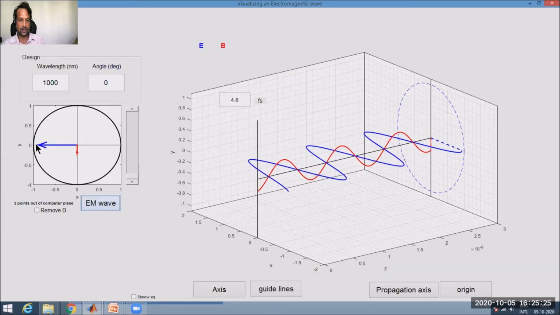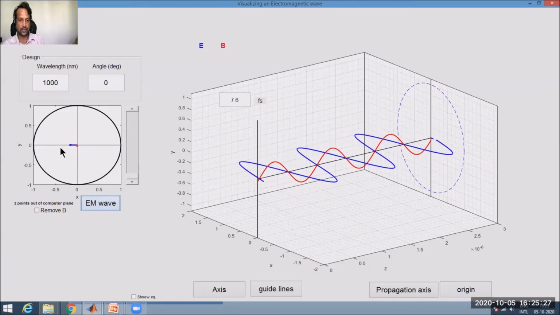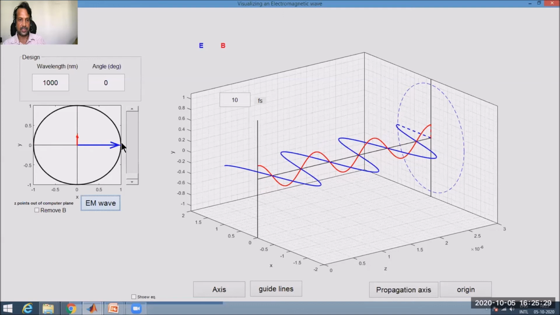1, 2, 3. So the electric field has changed 3 times in a time of 10 femtoseconds. So the time period will be 10 by 3 femtoseconds, and the frequency will be the inverse of that. So let us now look at the numbers.